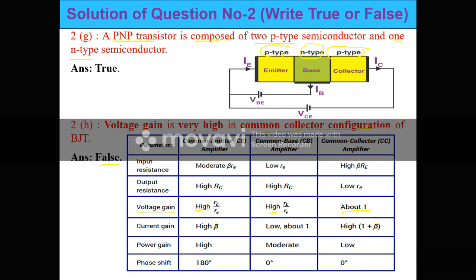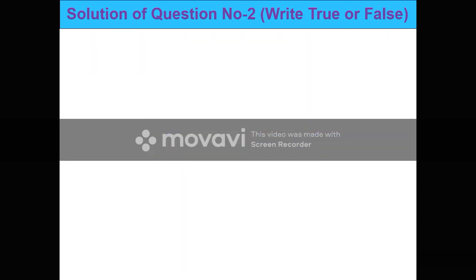Other things are also given: current gain, power gain, phase shift, output resistance, input resistance. So if you remember this table, you can reply to any answers on these three configurations, that is common collector, common base, common emitter. So next, come to the next one.